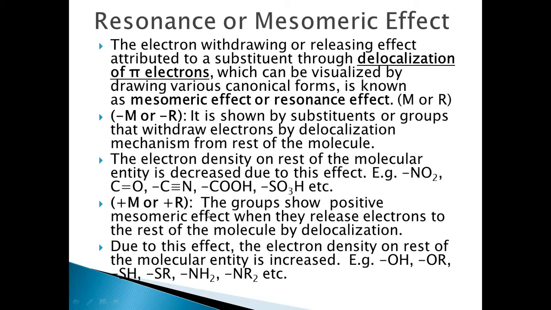In the case of positive mesmeric or resonance effect, the group shows positive mesmeric effect when they release electrons to the rest of the group. Examples of species that will exert this type of effect are hydroxy, alkoxy, thiol, and so on.